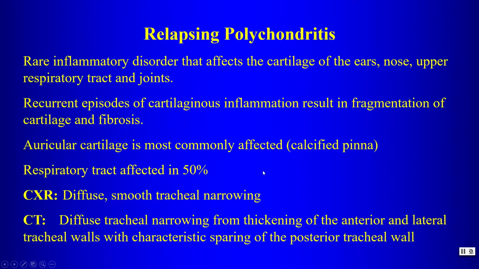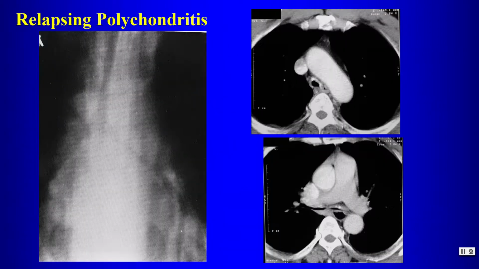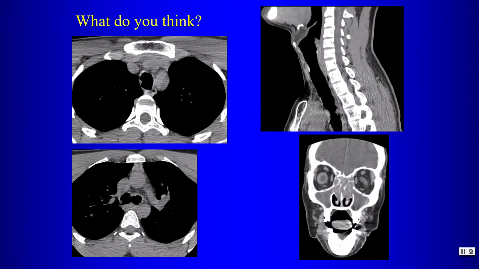So the respiratory tract is affected in about 50% of patients with relapsing polychondritis. These patients can develop diffuse tracheal narrowing from thickening of the anterior and lateral walls with sparing of the posterior wall. So relapsing polychondritis, and this can extend down to the main stem bronchi, and because of the weakening of the tracheal walls, these patients can develop collapse of the trachea, resulting in airflow obstruction.